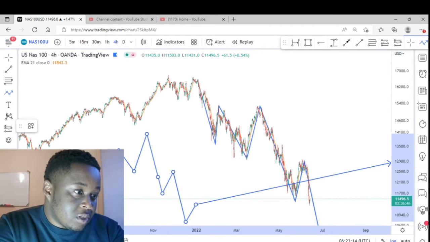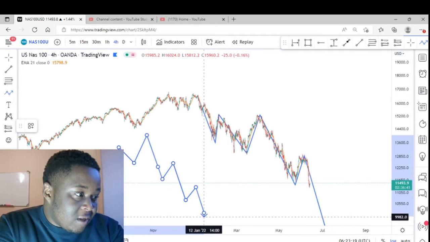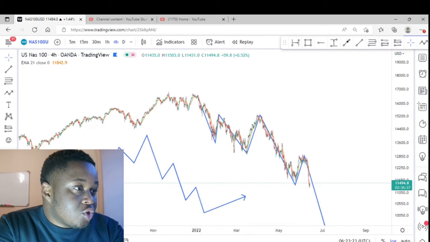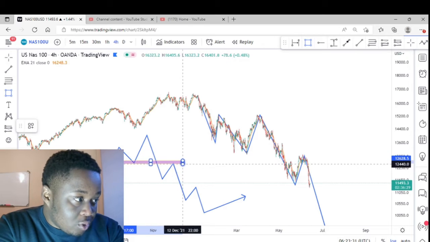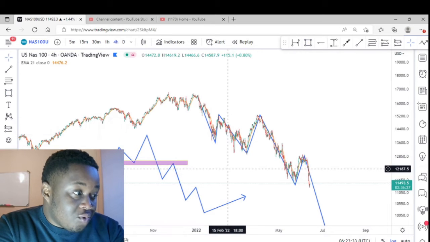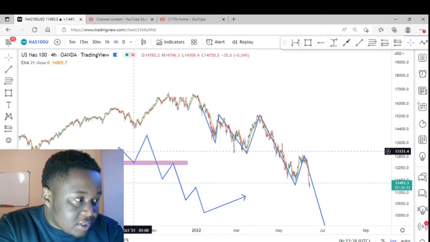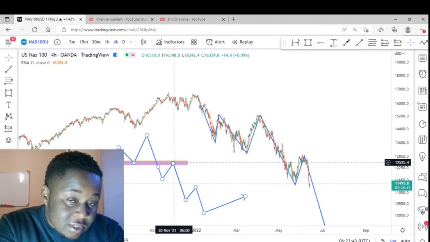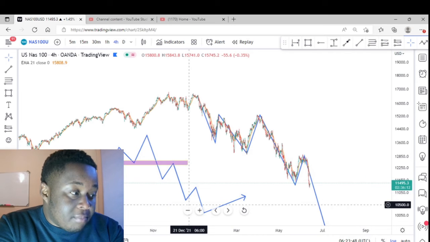Let me just do this. A new lower low, you understand? Fuck, I shouldn't have done it. But whatever. So as soon as it gets to this zone, it retested the double top. The double top is a reversal pattern, right? So it retested the double top, broke below, retested the double top, and then went bearish, right?